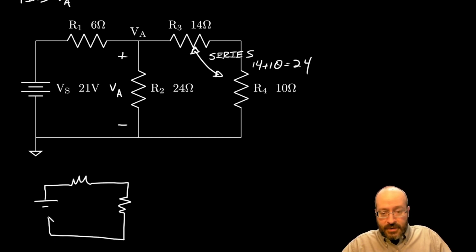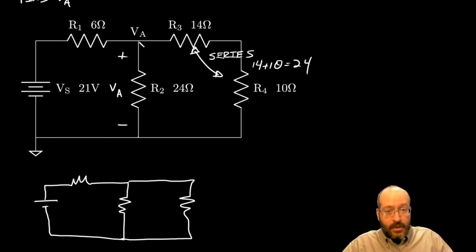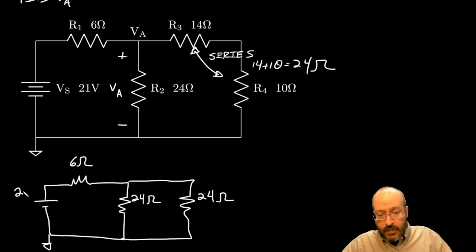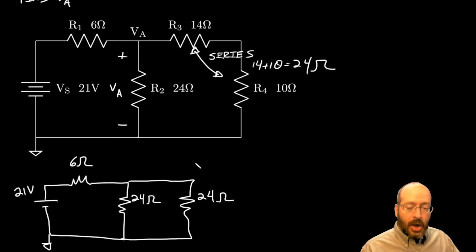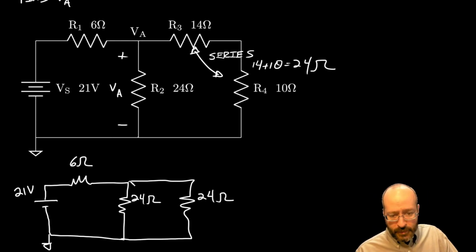Okay, so let's redraw that quick and dirty here. It was connected to this node here, and it's connected to the ground on the bottom, and this is 6 ohms, and this is 24 ohms. And now we know that this is 24 ohms. All right, we got 21 volts from that battery, single cell battery on the left. We're still interested in VA, which is going to be across here.